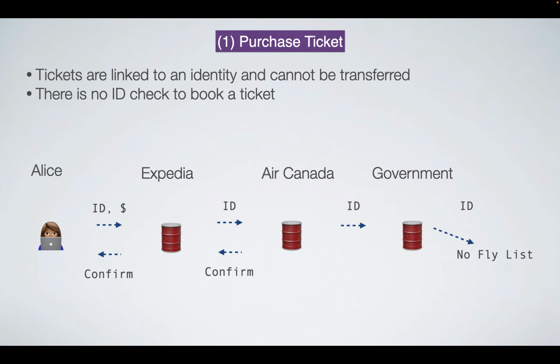Now, meantime, what's happening in the background is Air Canada is taking your identity and forwarding it to, for example, the Government of Canada. And the Government of Canada has a no-fly list, okay? So people who are not allowed to fly. And this is why you can't transfer tickets between people, because they're checking your identity against the no-fly list. If you got a ticket from someone else and you were on the no-fly list, then that identity check might not happen, okay? So your ticket is tied strictly to the no-fly list.